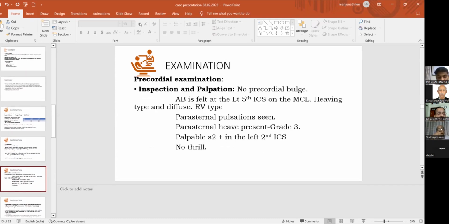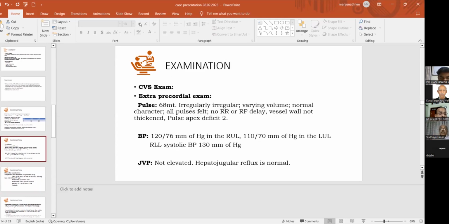See, even if the JVP is not elevated, you are supposed to tell about the waveform, especially when you find that the hepatojugular reflex is normal, because it is going up and coming down. The waveform is very important. What do you expect in a patient with atrial fibrillation? Sir, in atrial fibrillation, A waves will not be seen. We will see V waves, X descent only, X dash will be seen, and Y will be seen, sir.